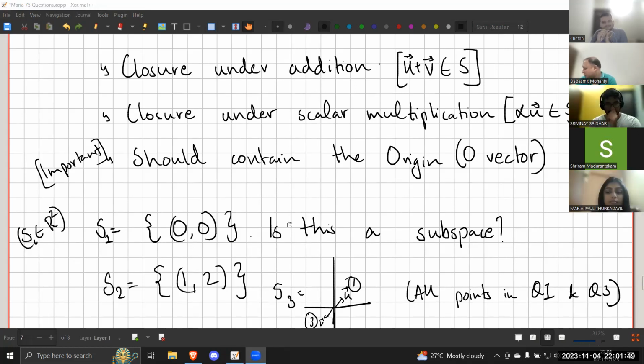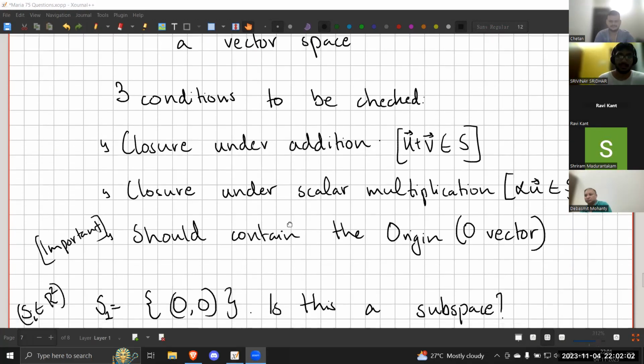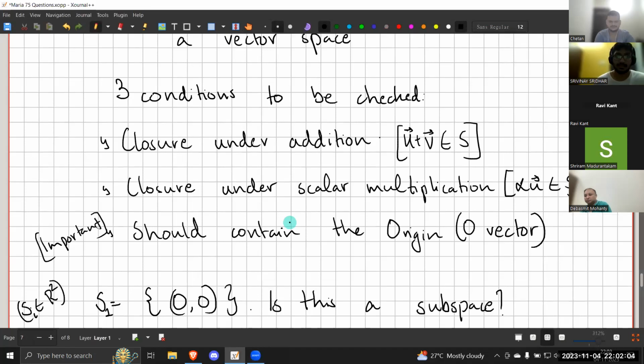Let's go step by step, right? Why is S1 a subspace? That's all we're asking. Because we just have to check closure under addition, closure under multiplication, and it even contains the zero vector. That's why it's a subspace. It satisfies all three properties, right?